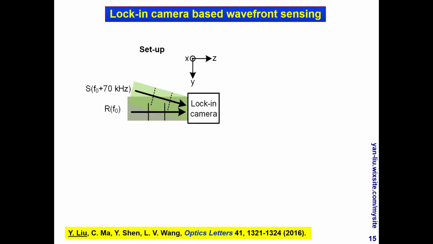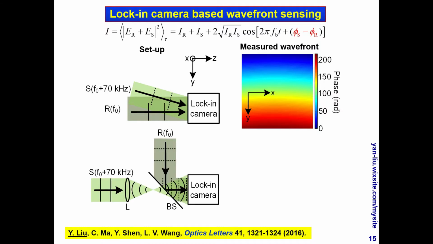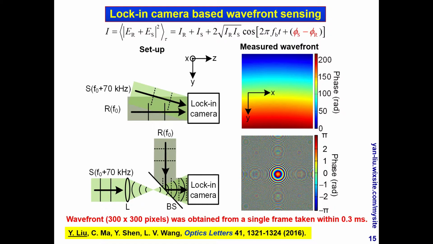First, we use this camera to measure some standard wavefronts. Here, we use the camera to measure the wavefront of this plane wave at oblique incidence. We use a reference beam to beat with the sample beam at 70 kilohertz, and we let the camera lock into this beat frequency so we can measure the phase of light. This is the result we got, and it corresponds to the wavefront of a plane wave at oblique incidence. Then we use the camera to measure this spherical wavefront created by this lens, and this is the result we got. You can see the concentric rings corresponding to a spherical wavefront. In all experiments, the wavefront was obtained from a single frame taken within 0.3 milliseconds.